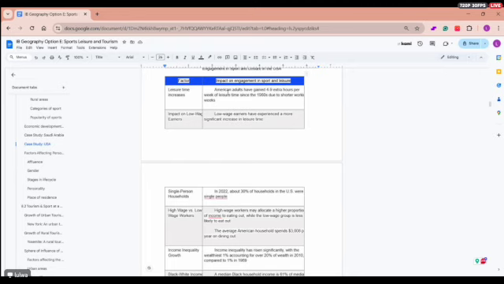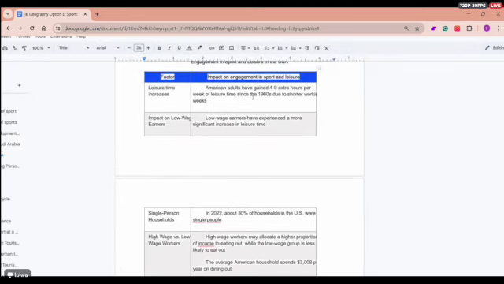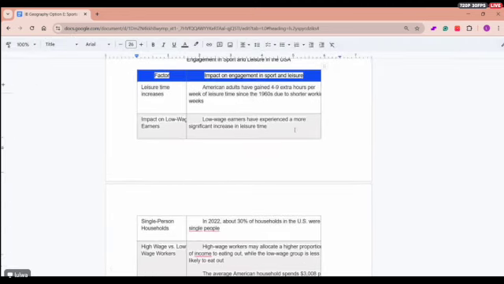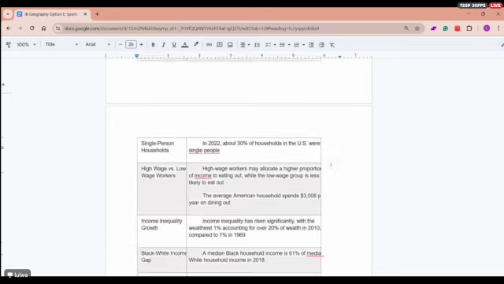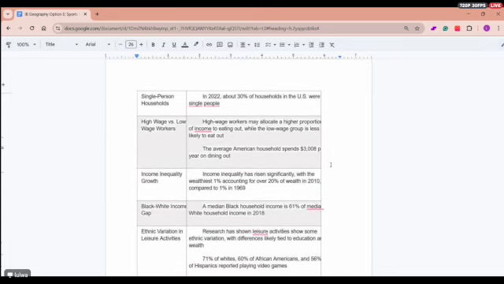So, for example, American adults have gained 4 to 9 extra hours per week of leisure time because they have decreased their working hours. And there's an impact on lower wage earners because they've experienced a significant increase in leisure time. And single person households are very predominant in the United States.